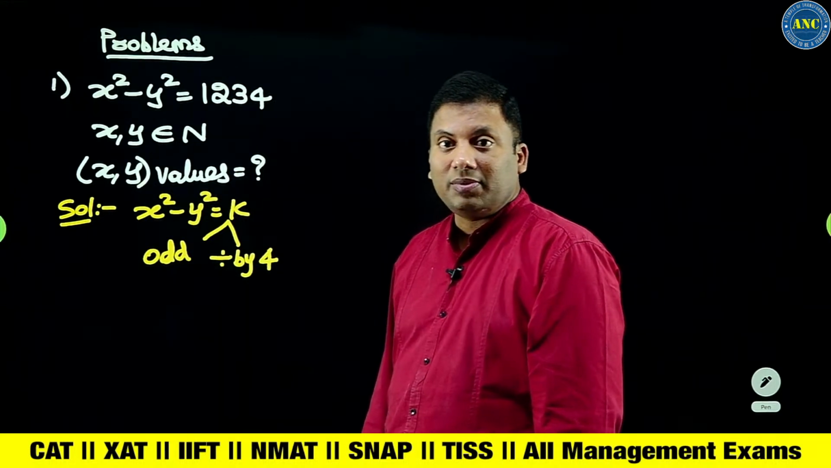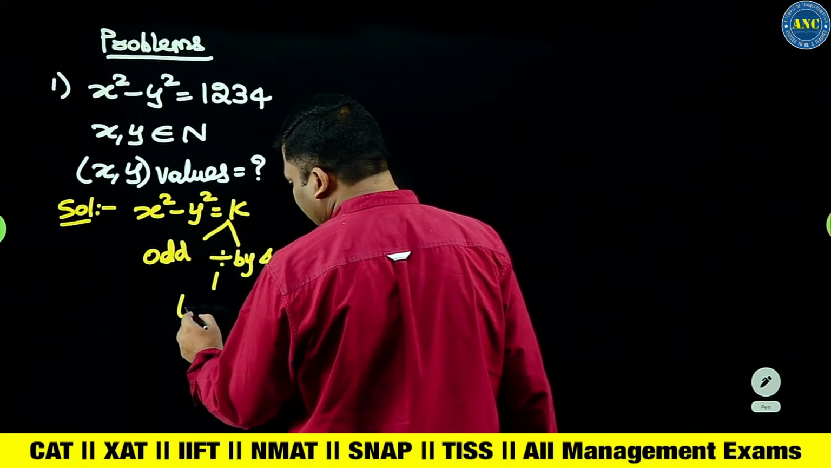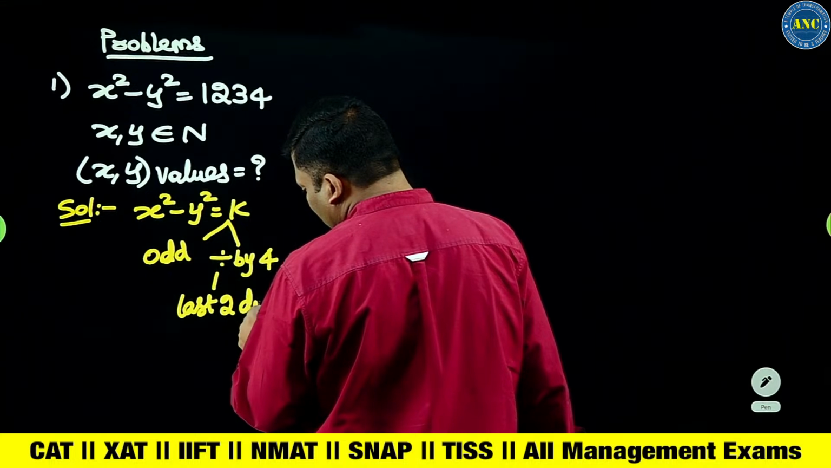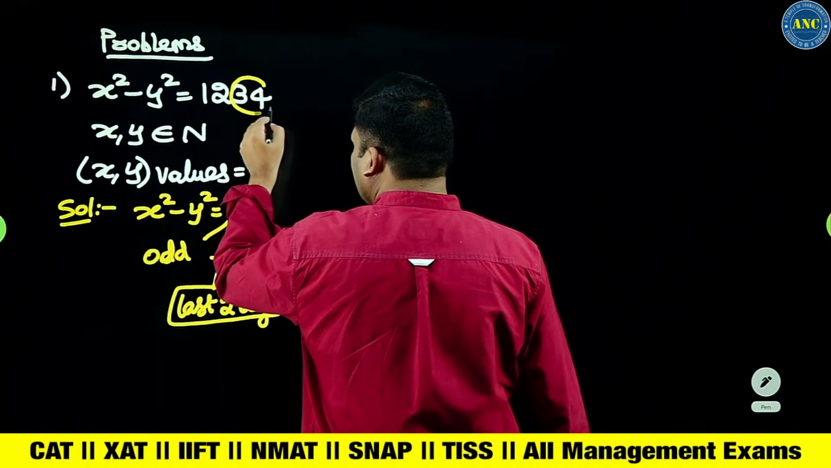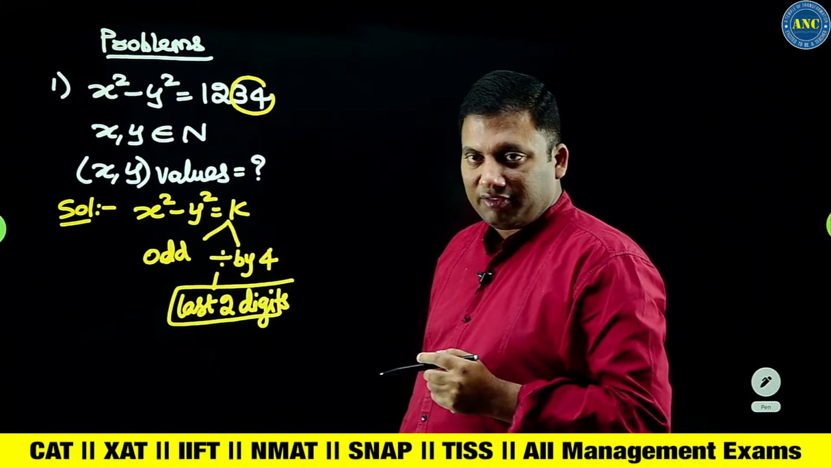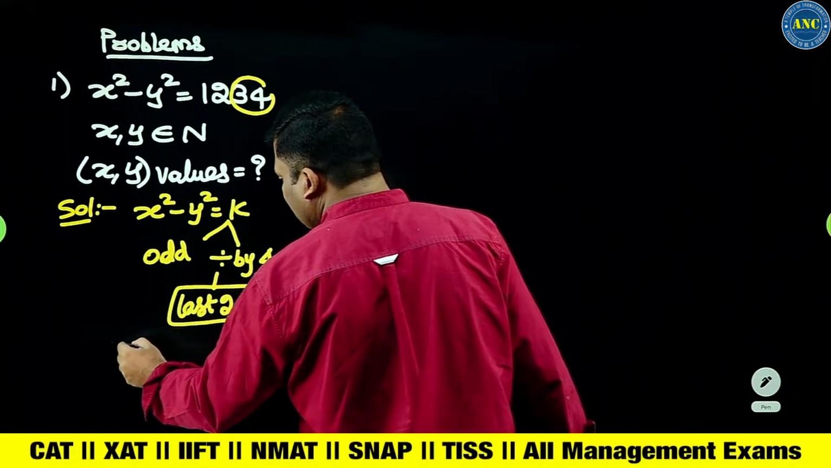What is the divisibility rule of 4? The last 2 digits should be divisible by 4. What are the last 2 digits of this number? 34. Is 34 divisible by 4? 34 is not divisible by 4.